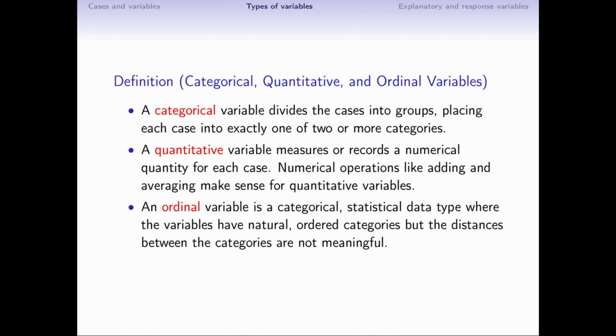Now, next up is a quantitative variable. A quantitative variable measures or records a numerical quantity for each case. Numerical operations like adding and averaging make sense for quantitative variables. And when we're thinking of creating a data set, we should always have in mind for a quantitative variable, what are the units that we will be using to measure and record that quantitative variable.